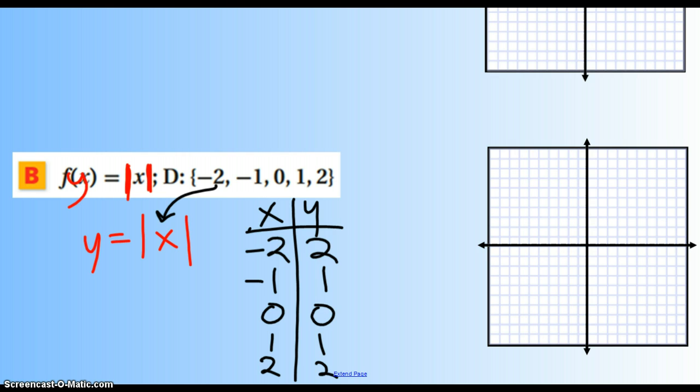And then I can graph these points. So (-2, 2). And then (-1, 1). (0, 0). (1, 1). And there we go. We start to see that V shape that we've talked about before. But again, since we're only talking about these 1, 2, 3, 4, 5 points, that's all we can graph. So our domain is -2, -1, 0, 1, and 2.